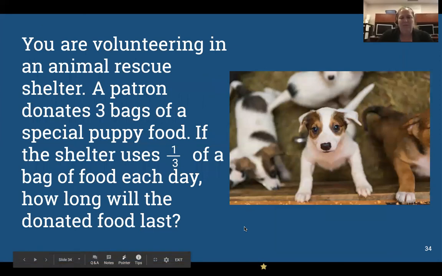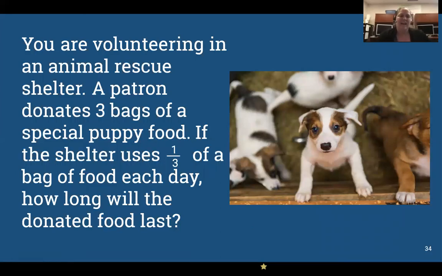There's just a problem for folks who wanted another version of that. You're volunteering at an animal rescue shelter and a patron donates 3 bags of special puppy food. If the shelter uses 1/3 of a bag of food each day, how long will the donated food last?